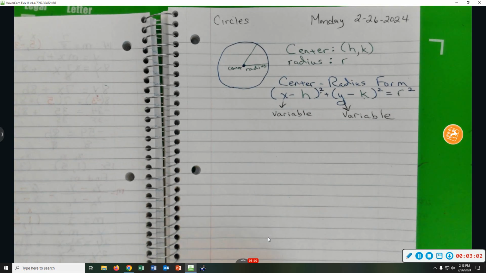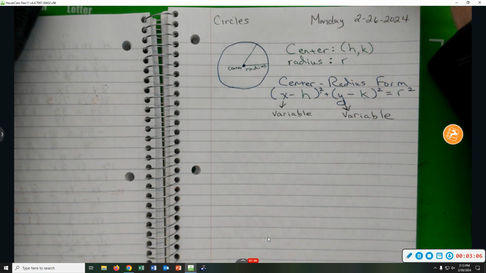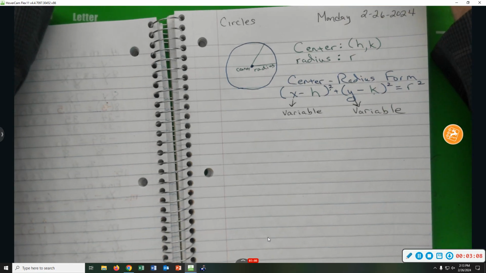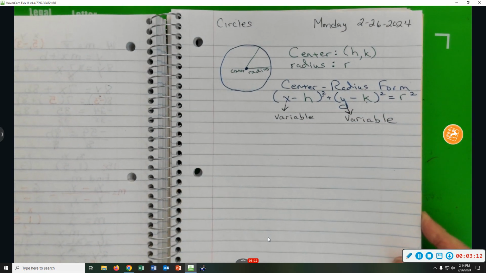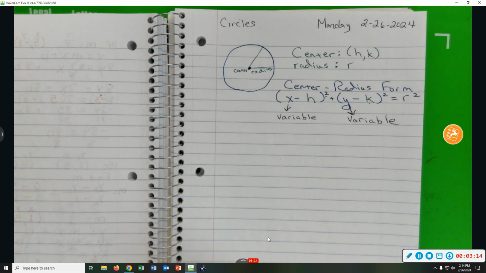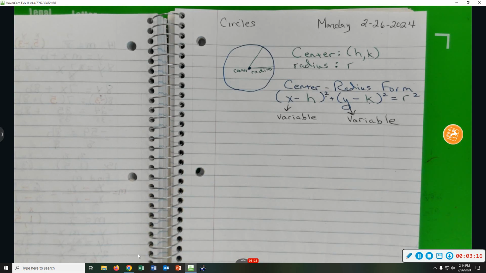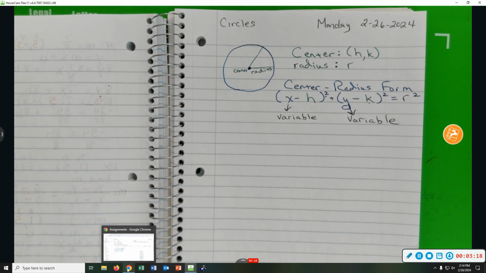There's a built-in graphing tool for circles in this assignment that is just great. Draws perfect circles for us. And I'll illustrate how to use that as we go through the assignment. Let's look at number 1.